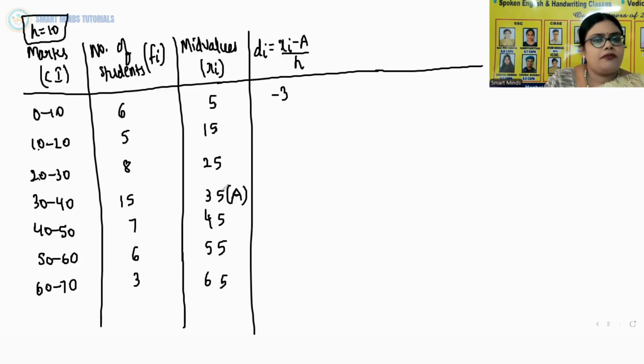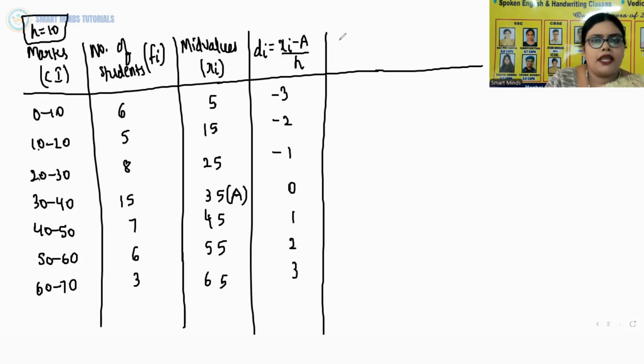Then next, 15 minus 35 is minus 20. Minus 20 divided by 10 is minus 2. 25 minus 35 is minus 10. Minus 10 divided by 10 is minus 1. Like that you will get 0, 1, 2, 3. You will get in order.